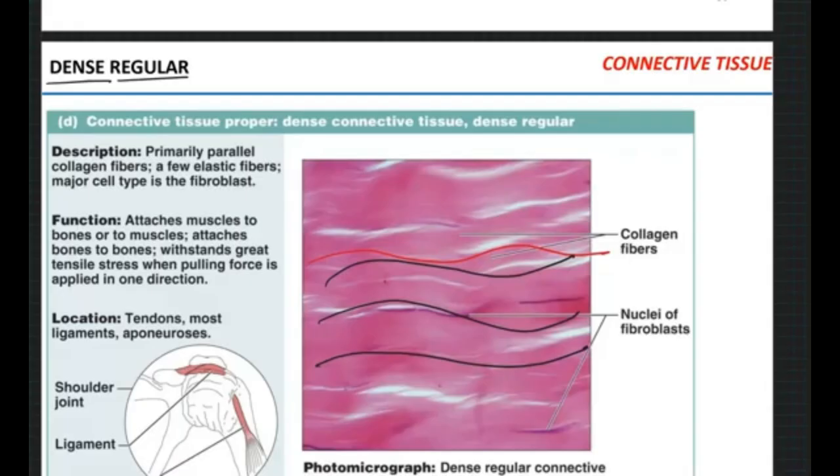So if you think about structures in the human body that experience those unidirectional forces, what is it? It's tendons, for the most part, and ligaments. Right?